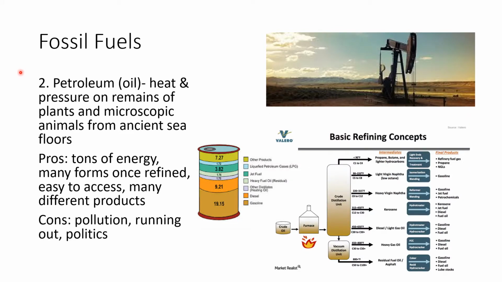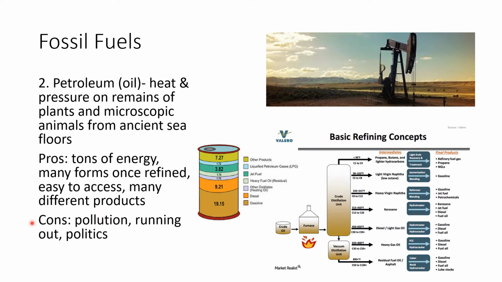Next type of fossil fuel is petroleum or oil products. So again, heat and pressure on remains of plants and microscopic animals, mostly things like plankton from ancient seafloors, causes petroleum products to form. Some pros of petroleum products are that there is a lot of energy contained within this liquid form. There's many things you can do with it once it's refined, so it's not just for fuel. You can make plastic products and things like that, which are really important.